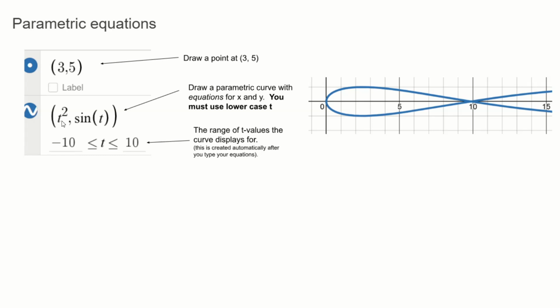If you use a lowercase t, it'll automatically create this little range of times, and then it will plot all of the different xy pairs that you get as the t variable starts at -10 and ranges all the way up to +10, or whatever numbers you have here. So let's try it.